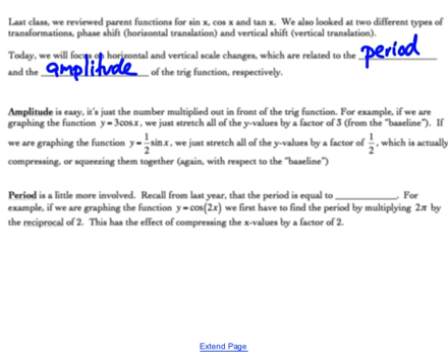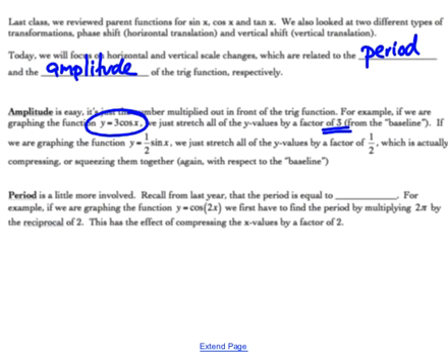So amplitude's pretty easy. We just take the number that's multiplied out in front of the trig function. For example, look at this function y equals 3 cosine x. All we're really going to do is stretch everything by a factor of 3 from that baseline, which for today is just going to be the x-axis, but later on it will be different places.